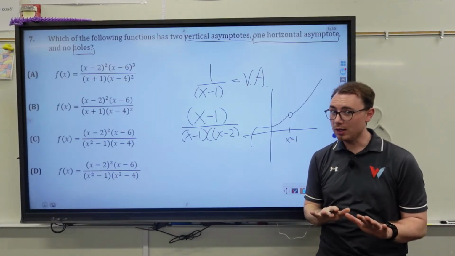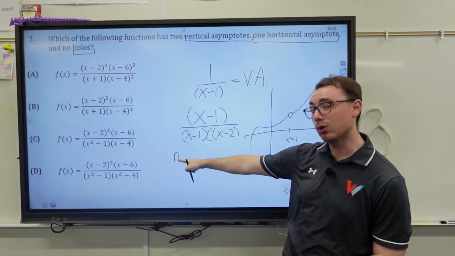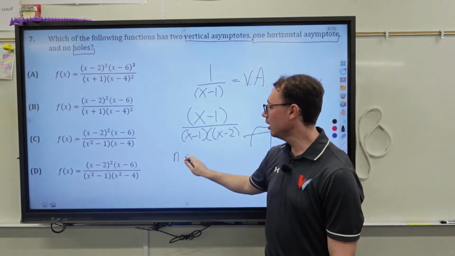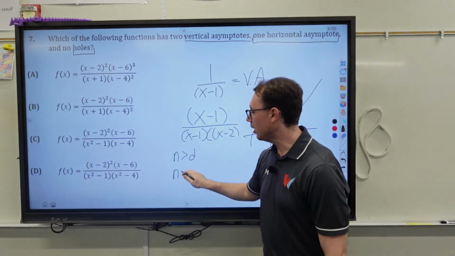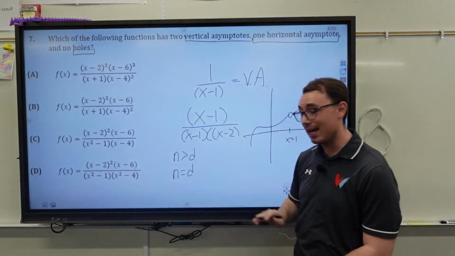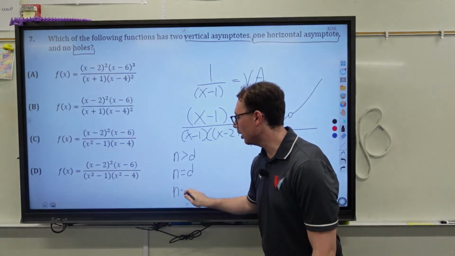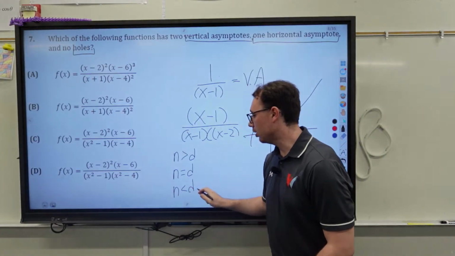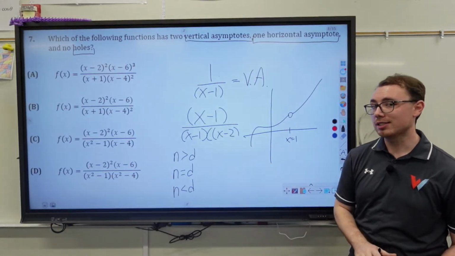For our horizontal asymptotes, it has to do with these 3 cases: the degree in the numerator is greater than the degree in the denominator, the degree in the numerator is the same as the degree in the denominator, or the degree in the numerator is smaller than the degree in the denominator. We'll get to these 3 cases in just 1 second.